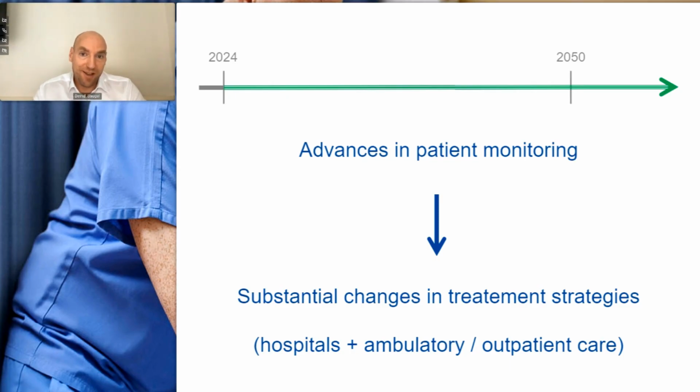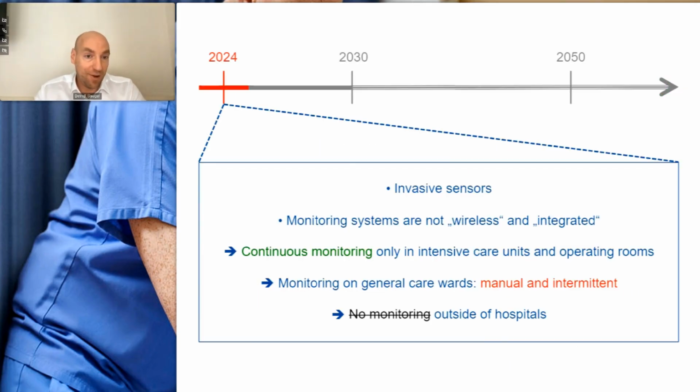But before I share with you my visions and my expectations for the next 10 or 20 or 30 years, we of course need to start in current times, and we need to discuss how we monitor our patients today. And if we look at patient monitoring in 2024, we need to say that if we speak about vital signs, hemodynamic monitoring, cardiorespiratory monitoring, most of the sensors we use today are invasive.